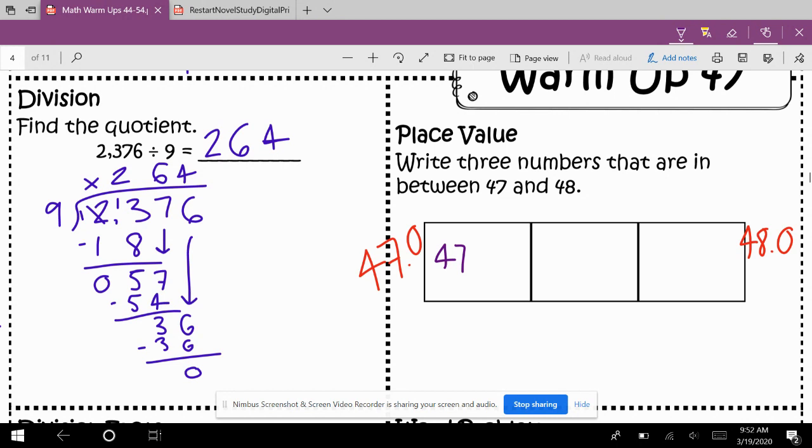So 47.1 works. 47.46 works. 47.99 works. Really, 47 point anything will work. All right, those are the numbers that are between 47 and 48. If you're not done with this part, go ahead and pause it. I'm going to scroll down.